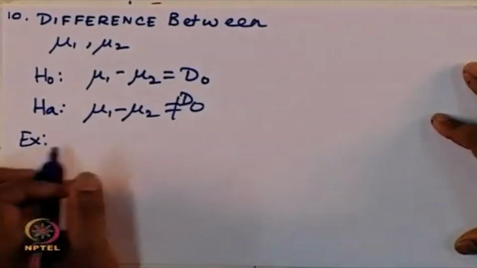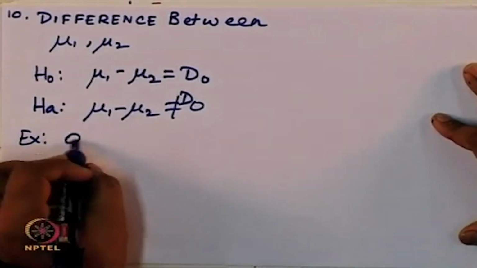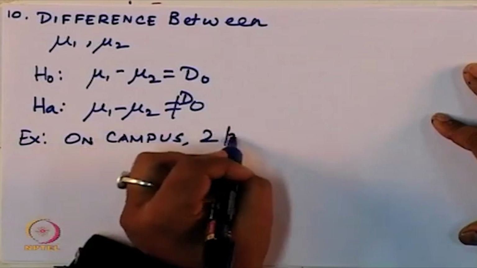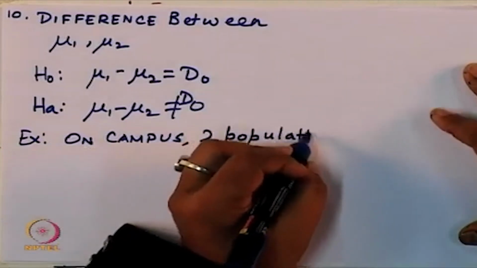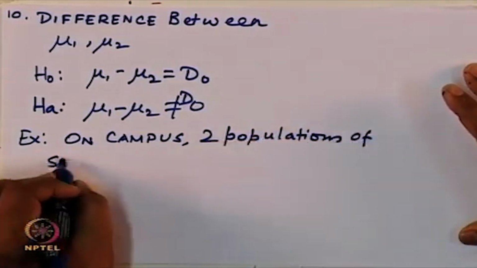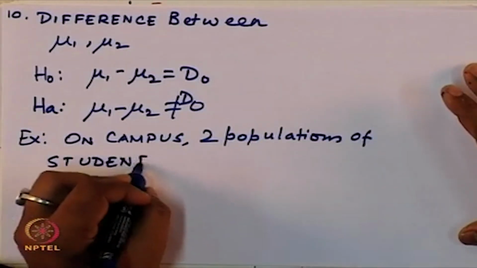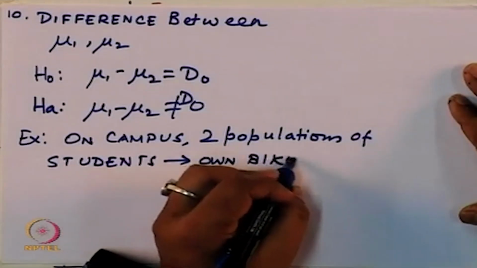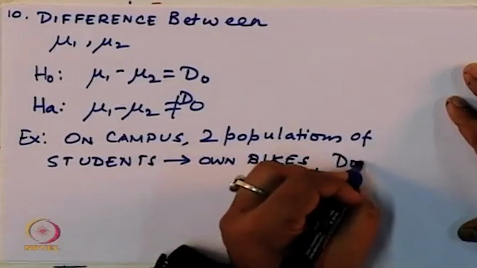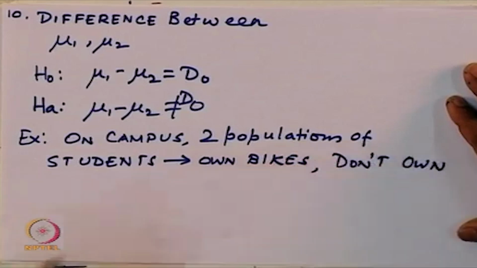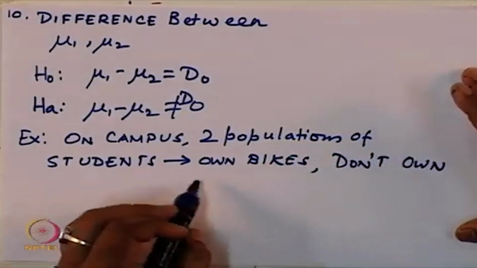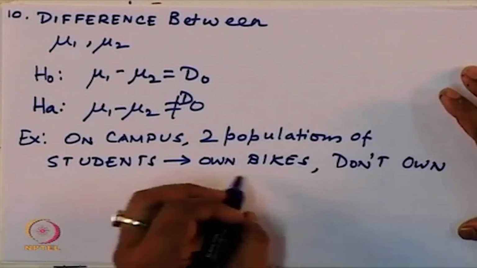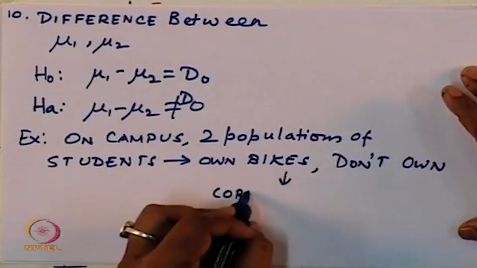Imagine you want to test, on campus, two populations of students: those who own bicycles or bikes and those who don't own. Your agenda is to see whether there is any correlation with academic performance.